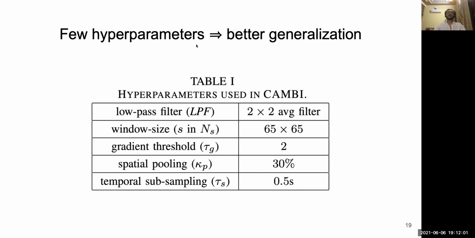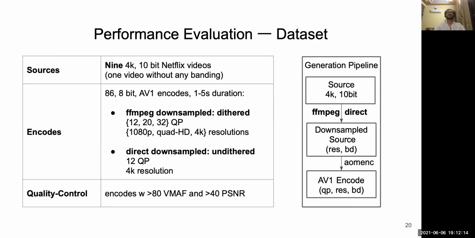Finally, CAMBI has very few hyperparameters, which are summarized in these tables. So CAMBI just has these 5 hyperparameters. And compared to previous work, which typically had a large number of hyperparameters, we hope this ensures better generalization of CAMBI to different content.